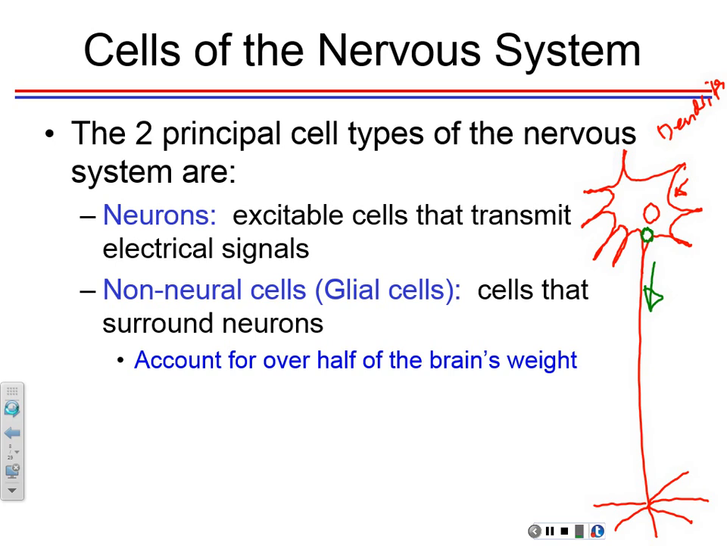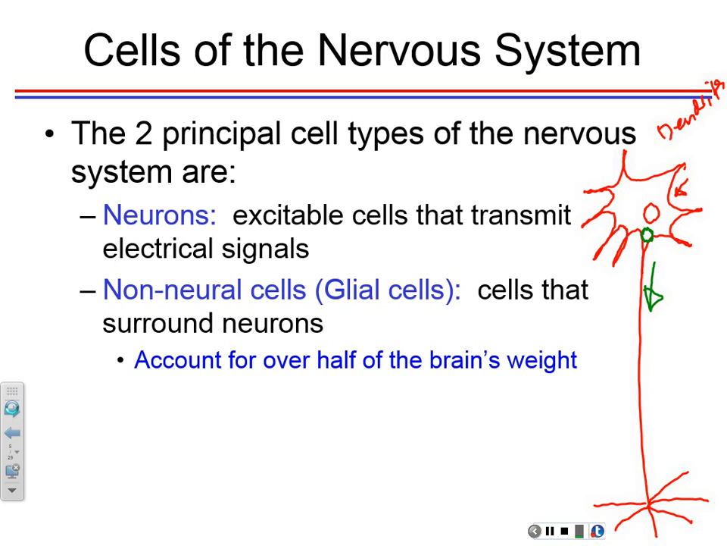Okay, so this is the basic structure, and this kind of neuron that has a whole bunch of these processes, a bunch of dendrites and one axon, is called a multipolar neuron, and most of them are like that. But then we'll talk about the other two: ones that have two processes, called bipolar, and one that has one process, called unipolar. I just wanted to show you the basic structure of the neurons.